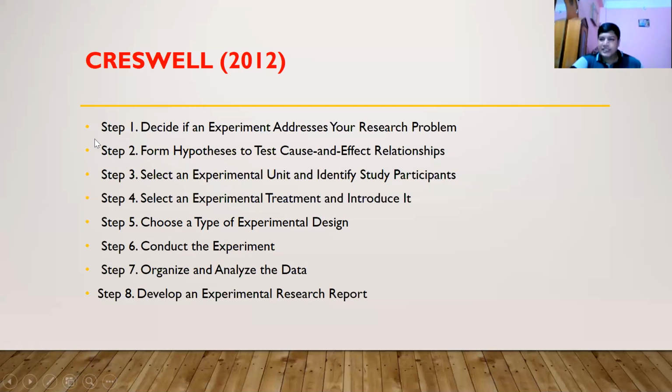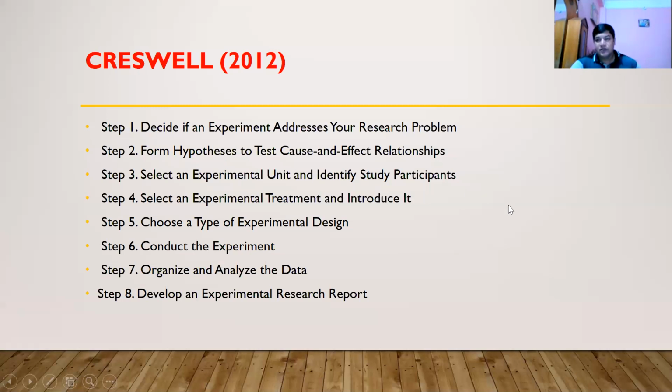So according to Creswell, the first step of experimental research is deciding whether an experiment addresses your research problem or not, whether your research issue will be addressed by the experiment or not. Second one is you have to form the hypothesis to test the cause and effect relationship. The third step is you have to select an experimental unit and identify the study participants.